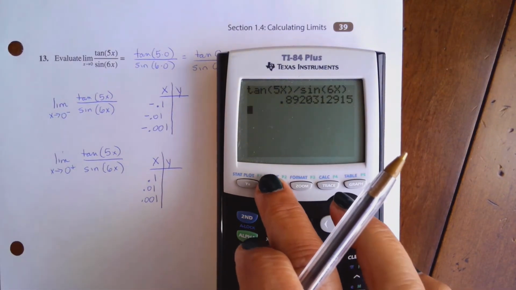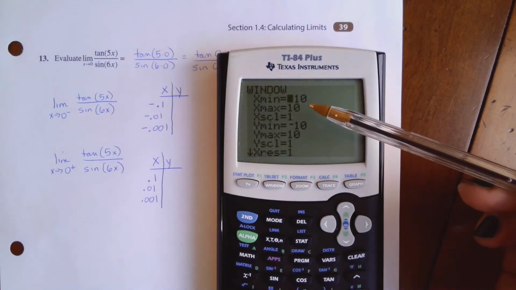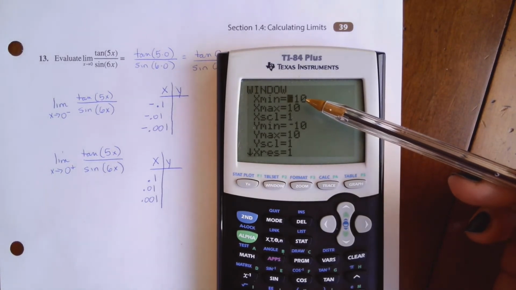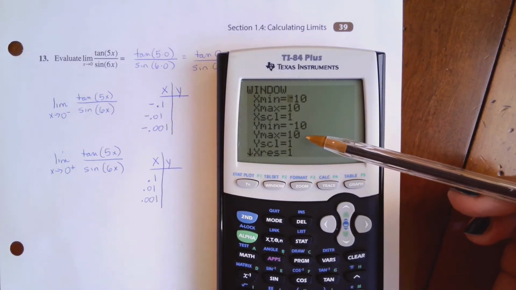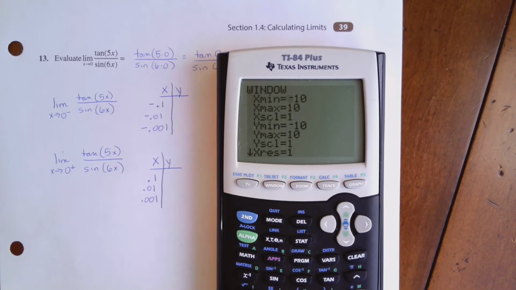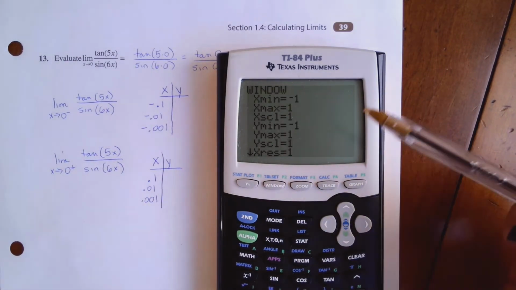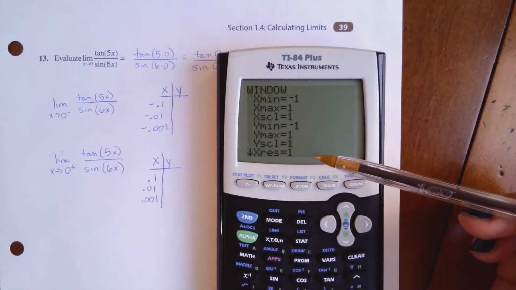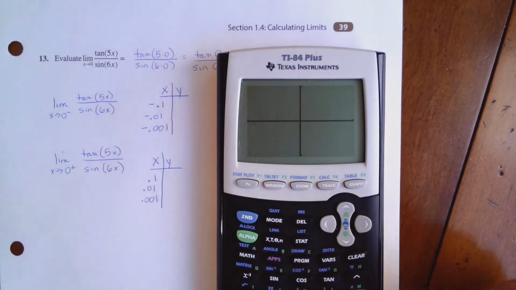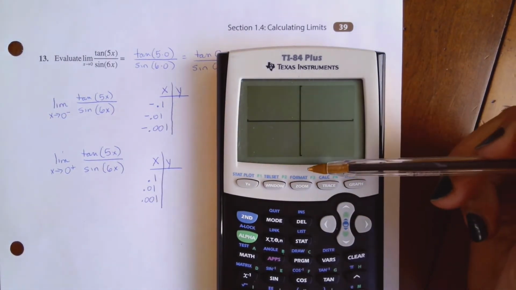So I'm just going to go to window real quick, and I want to change my x min and x max. Let's just do negative 1 for my min and positive 1 for my max. And for y, let's do the same thing. And again, you're just watching, that's fine. But if I left it at 10, it would just take a really long time to graph it. Trig functions sometimes go crazy. So I just want to do this a little bit quicker. So I'm going to hit graph. So this is 1 up here, and this is negative 1.